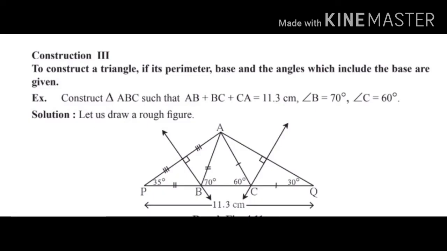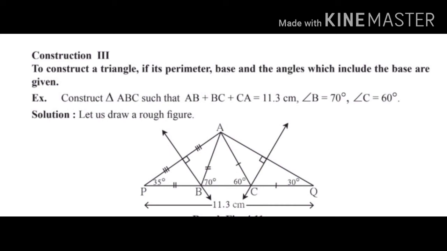Practice set 4.3 is based on the construction in which the perimeter of a triangle is given and two angles are given to you. On the basis of this information, you have to construct the triangle. Perimeter means the sum of all three sides of a triangle. In this type of construction, the perimeter and two angles are given, and on the basis of this information we have to construct the triangle.